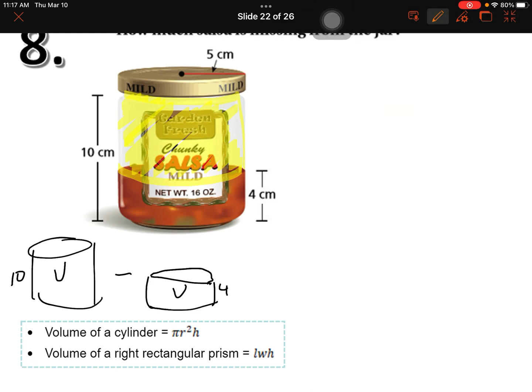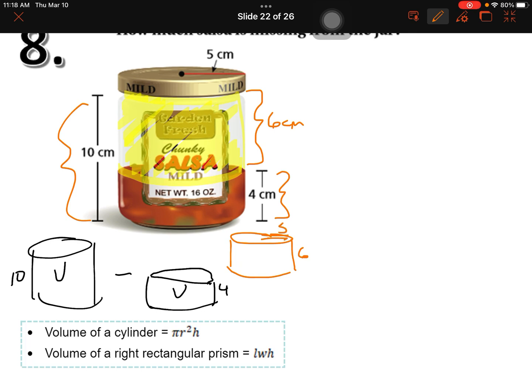Or you could notice that this is 10 here for the height of the entire jar, and this right here is 4, then this distance right here would have to be 6 centimeters. And so what I'm really trying to find is this section up on top. It has the same radius that's above, which is 5, and it has the height of 6, not a height of 4. So all I really need to do is find the volume of that empty section, and the radius, as we look at the picture, is up here, which is 5.